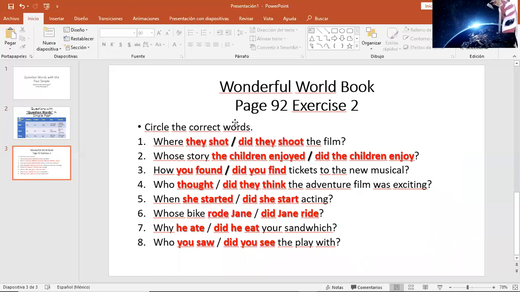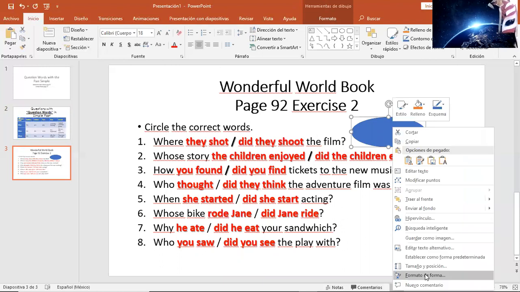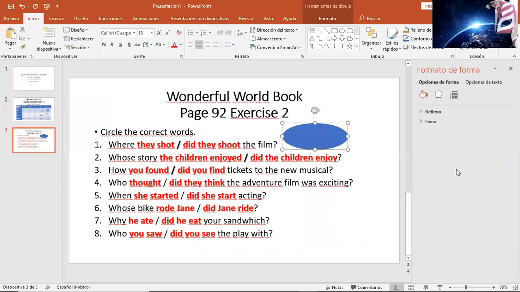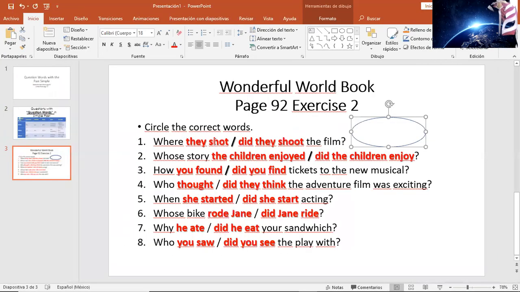The instructions, circle the correct words. So we're gonna be circling the correct words. We're gonna be using a circle, okay? Now, what is the first example? Okay, number one, you have the example on your book. The example is where they shot or did they shoot the film? We have two options. So according to the formula, we have the question word, where, and then the auxiliary did. So in this situation, we have right here did, and then the subject, and then the verb in present. So the correct option right here is this one. Where did they shoot the film, okay? Where did they shoot the film? So right there we have the example, all right?